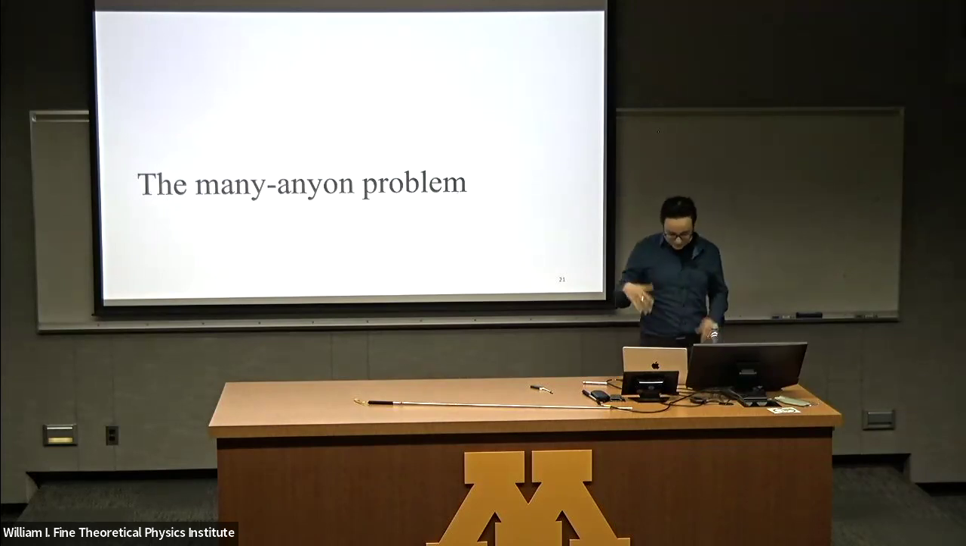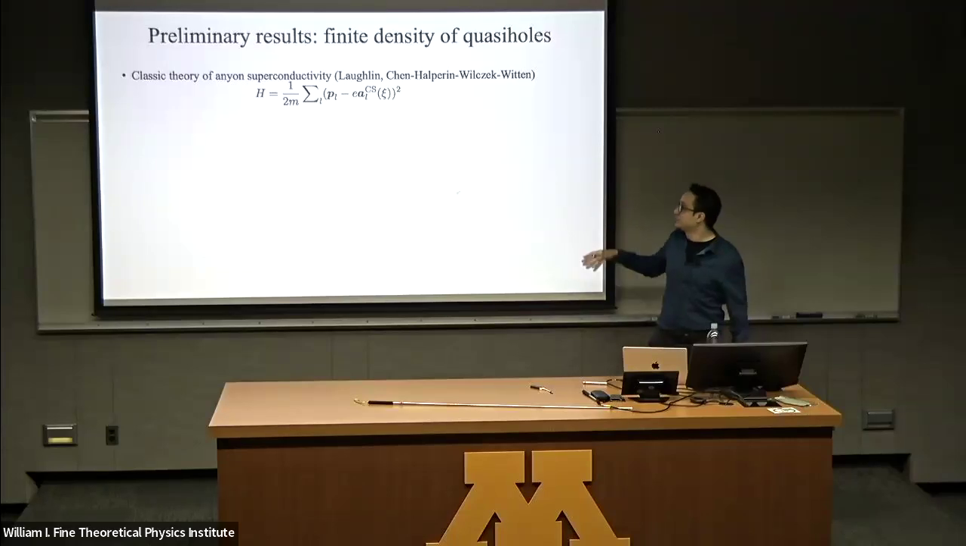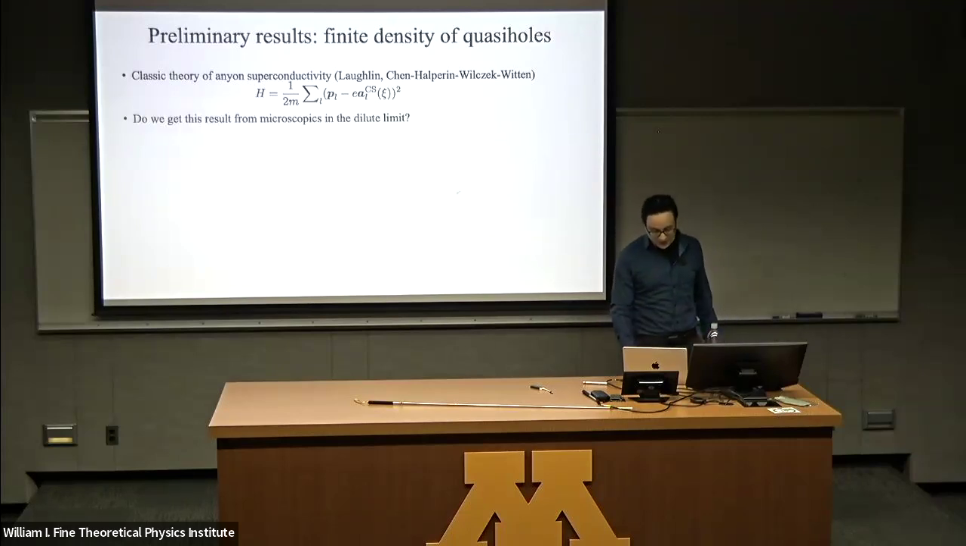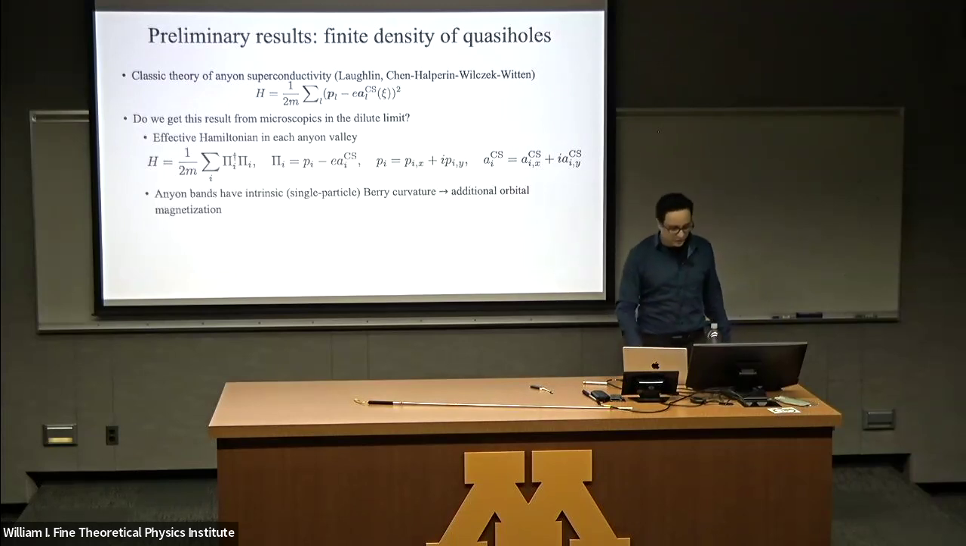As I said, I will not have time for the many-anyon problem. I just wanted to mention very briefly that in the classic theory of anyon superconductivity, you write a Hamiltonian like this. You don't derive it microscopically, but you write it. And then you can ask, what if we try to derive it microscopically within our formalism in the dilute limit? It turns out we don't get exactly the same Hamiltonian. We get a many-body Aharonov-Casher Hamiltonian. The reason is that anyons have their own Berry curvature, even a single anyon has a Berry curvature from the background, so an additional orbital magnetization piece enters the Hamiltonian.